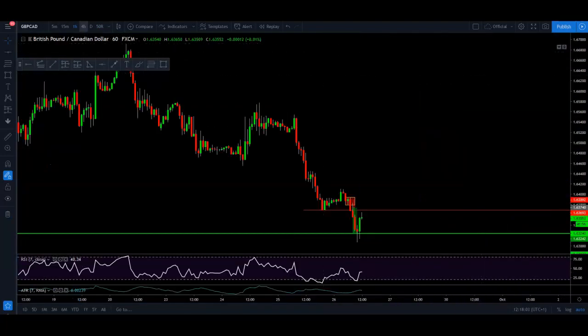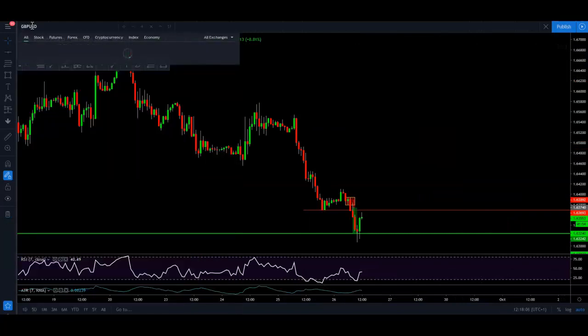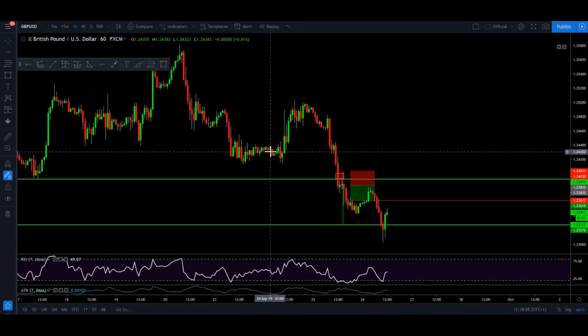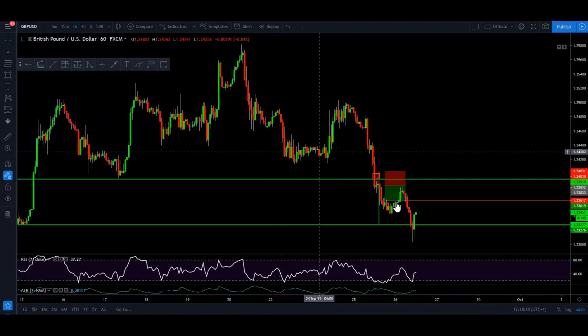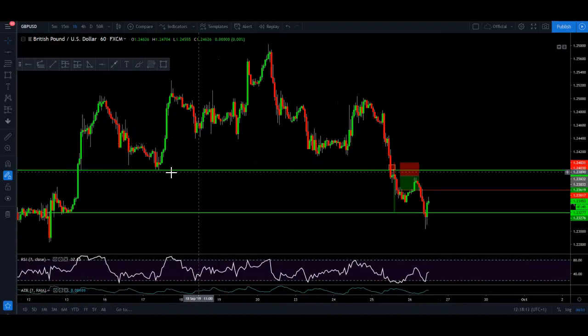I'll show you pound dollar as well quickly, just while I'm at it. I might as well do the whole video. And don't get me wrong, right? I've shown you a few winners here. This one would have got stopped out on trail. However, look, broken this level here, prediction to this level.